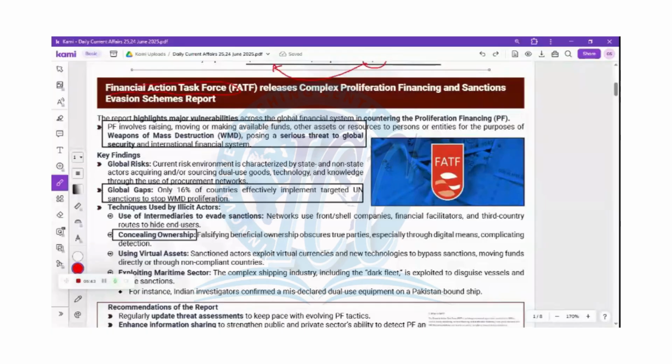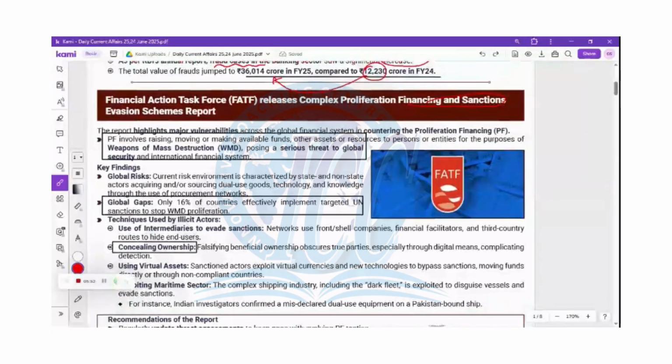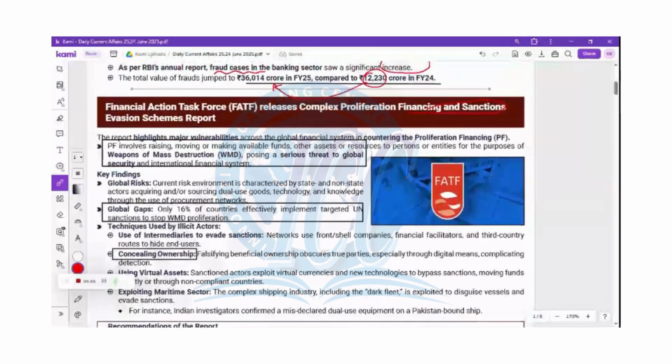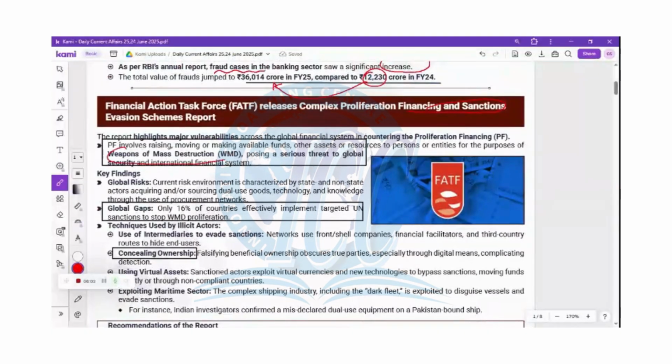The Financial Action Task Force releases what is called complex proliferation financing and sanction evasion schemes. Meaning, the financial system is becoming more and more vulnerable, where money is also going towards weapons of mass destruction. Complex proliferation financing: this money, which is routed through the financial system, is going into weapons of mass destruction, which is a serious threat to global security.